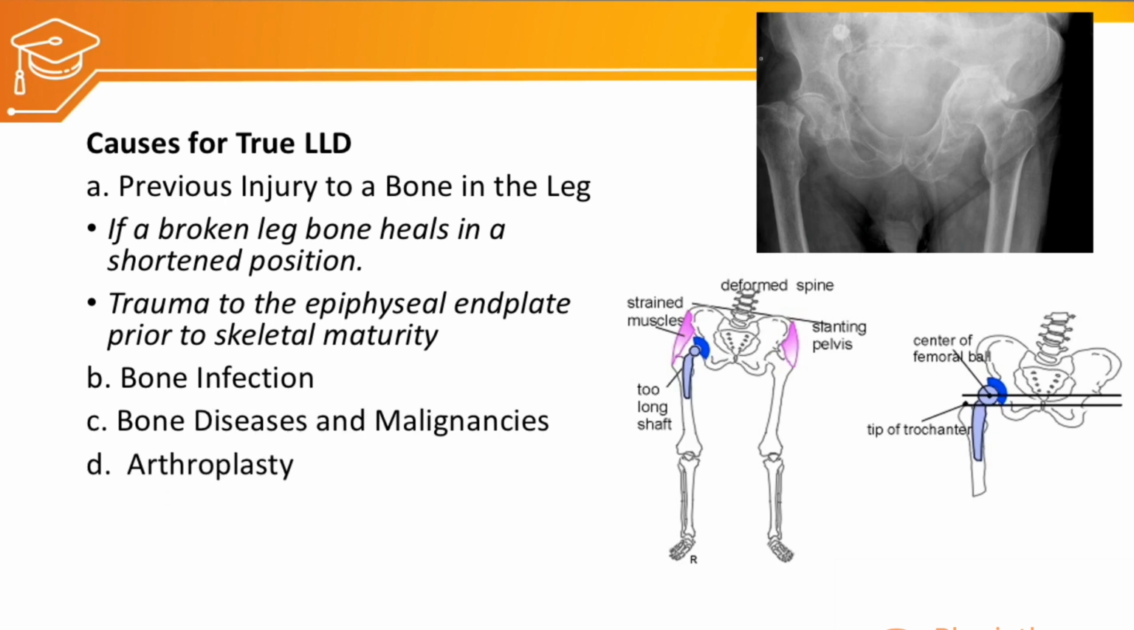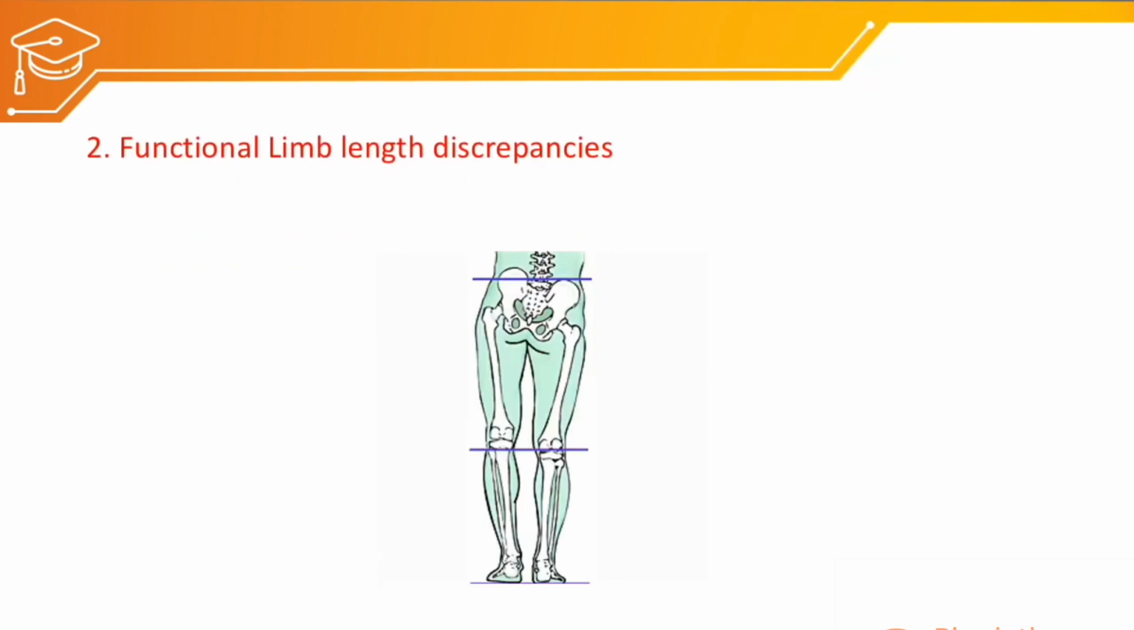One of the most common and important causes for true limb length discrepancy is arthroplasty. Arthroplasty means the replacement of a joint by an artificial substance. As you can see in the picture here, the hip joint has been replaced by an artificial substance, and it is called hip arthroplasty. The next type of limb length discrepancy is functional limb length discrepancy.